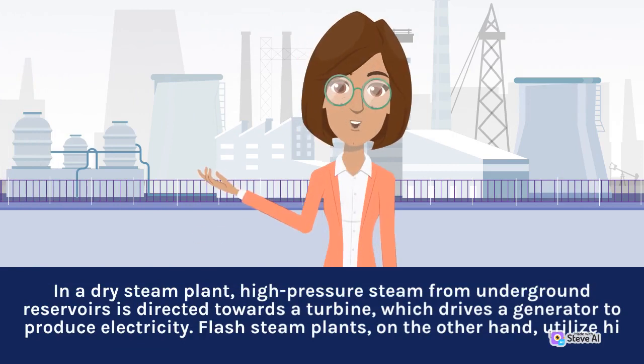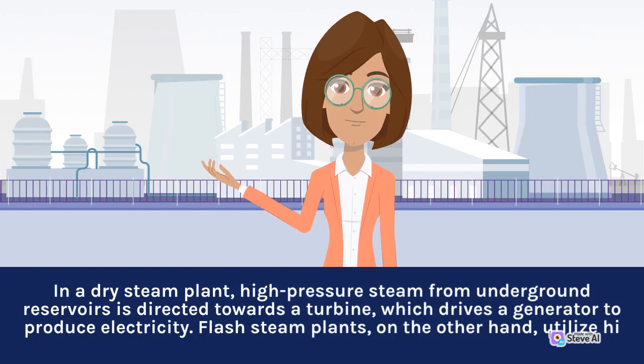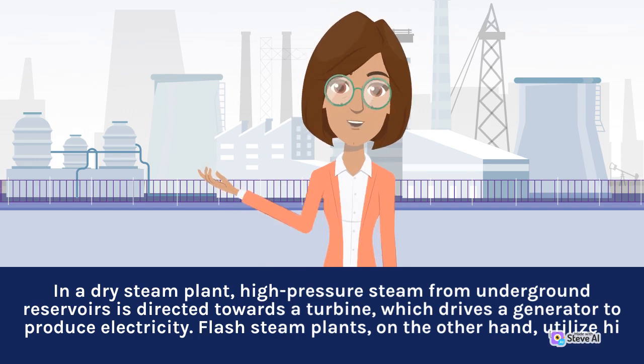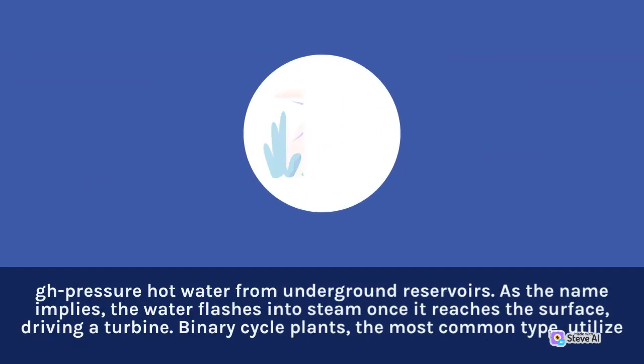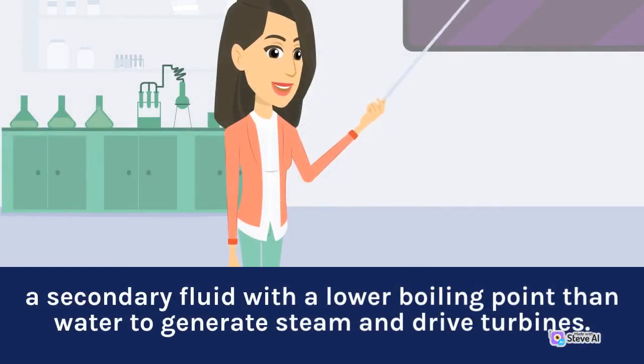In a dry steam plant, high-pressure steam from underground reservoirs is directed towards a turbine, which drives a generator to produce electricity. Flash steam plants, on the other hand, utilize high-pressure hot water from underground reservoirs. As the name implies, the water flashes into steam once it reaches the surface, driving a turbine. Binary cycle plants, the most common type, utilize a secondary fluid with a lower boiling point than water to generate steam and drive turbines.